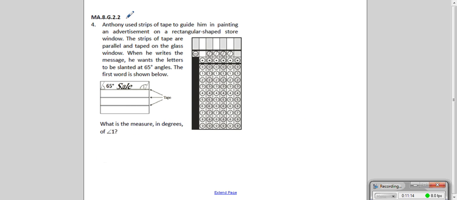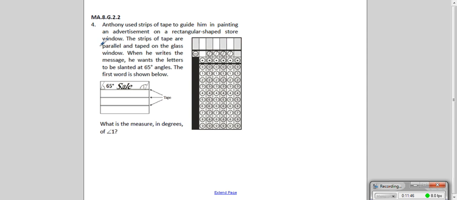Number 4 looks like a long question, but it's actually really easy. So Anthony used strips of tape to guide him in painting an advertisement on a rectangular shaped store window. The strips of tape are parallel and taped on the glass window. When he writes the message, he wants the letters to be slanted at 65-degree angles. The first word is shown below. What is the measure in degrees of angle 1?